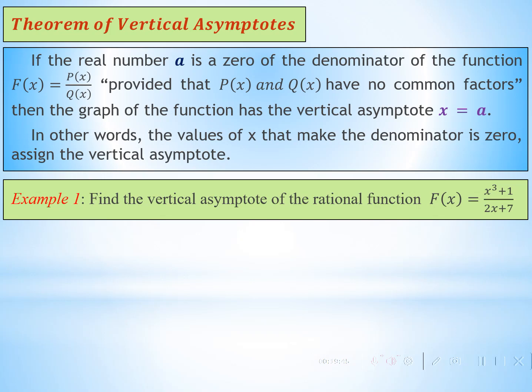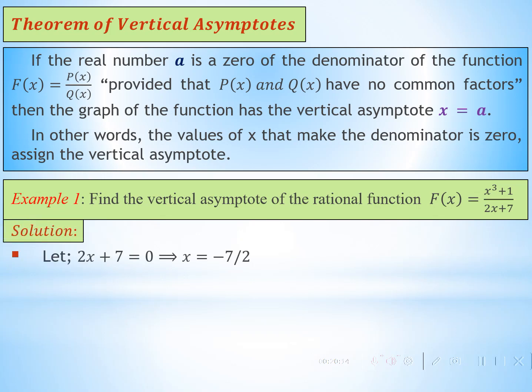Example 1. Find the vertical asymptotes of the rational function f of x equals x cubed plus 1 over 2x plus 7. Note that after looking for the common factors between the numerator and the denominator and then simplifying the function, don't deal with the numerator. You are only concerned with the denominator. Let's see the solution.